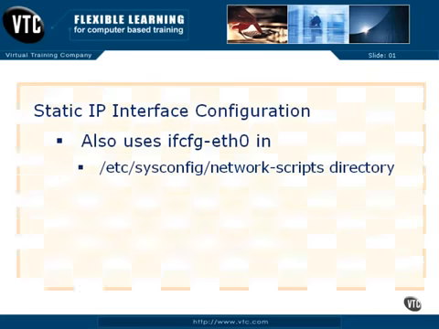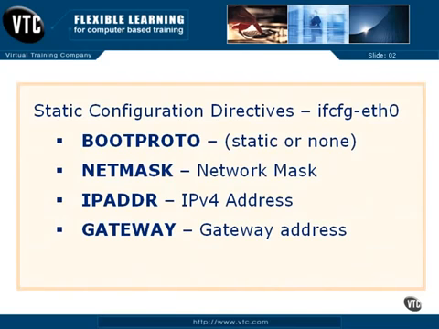In this video, let's examine the static IP interface configuration of a network card. Just like dynamic IP interface configuration, it's based on configuration files in the /etc/sysconfig/network-scripts directory. The first Ethernet card is associated with the file ifcfg-eth0. Much of this video uses familiar options if you've already seen the dynamic interface configuration video.